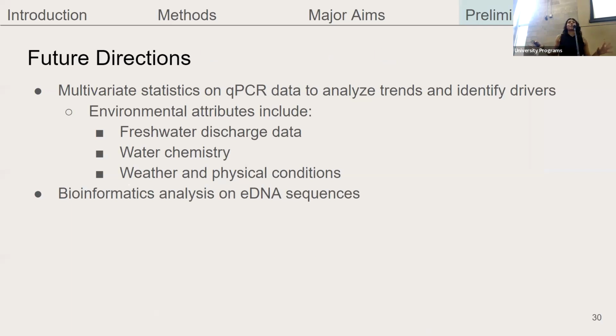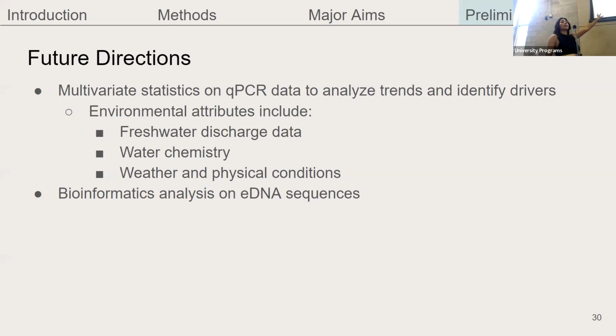So as I mentioned, preliminary data, just got it. I'm working on it. And going forward, I will be doing a bunch of multivariate statistics on my qPCR data to analyze those trends and identify those drivers that I was talking about. And the environmental attributes, some of the ones that I really want to focus on are the freshwater discharge data, the water chemistry, and the weather and physical conditions.